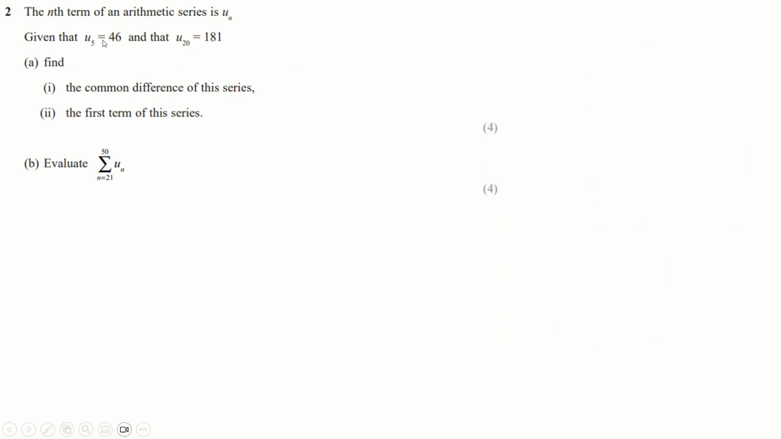Good. Number 2 then, the nth term of this is this. So it's an arithmetic series. It starts with a and then goes a plus d, and then the next term will be a plus 2d and then a plus 3d because you're just adding d each time. So the 5th term, which is u5, is a plus 4d. So a plus 4d is 46. And the 20th term is a plus 19d. You always have one less d than the term number.